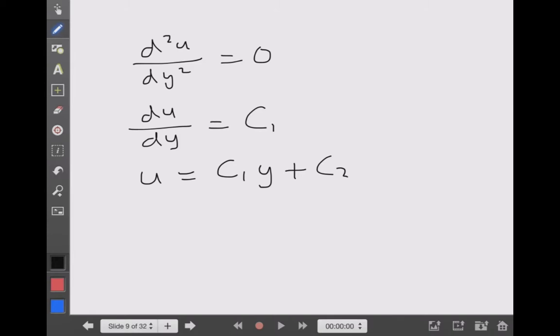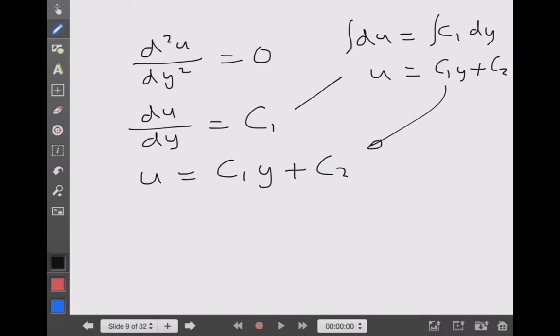So basically, if I just do one of these quickly, the way you deal with this one, for instance, as an example, you move the dy over to the other side, and you have to integrate this, and so out of this you get c1y plus c2. So that's what we get here. So just integrating twice to get the value of the velocity, because that's what we're interested in.